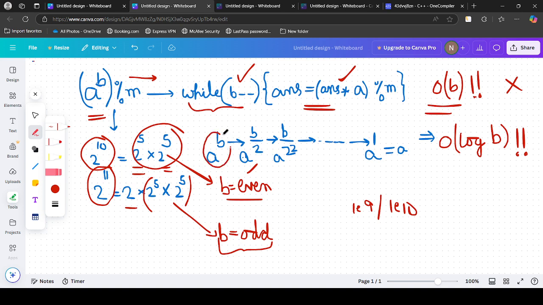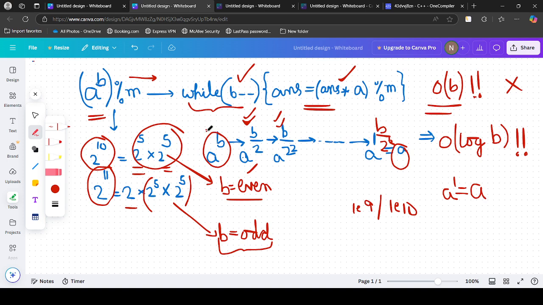So a power b requires only a power b by 2, and a power b by 2 requires only a power b by 4 similarly, and so on. Finally a power 1, so b by some 2 power k. So the base case is we can return a if b is equal to 1, as a power 1 is equal to a. So the iterations are up to this.